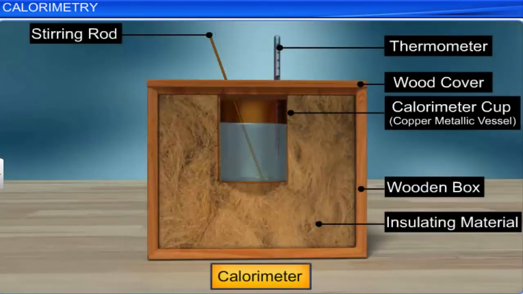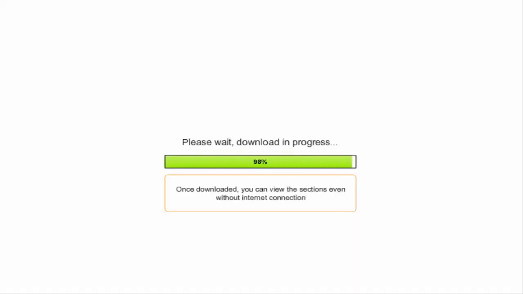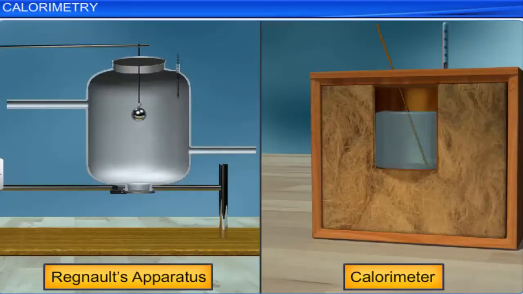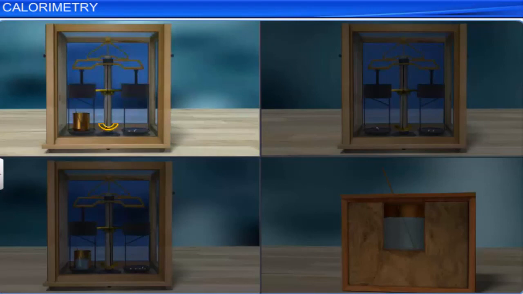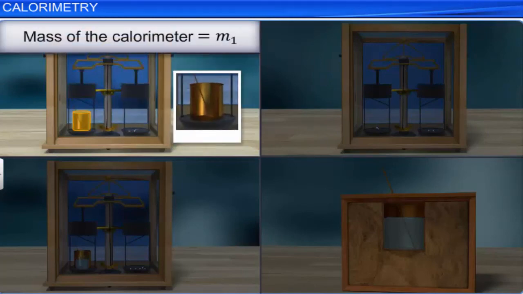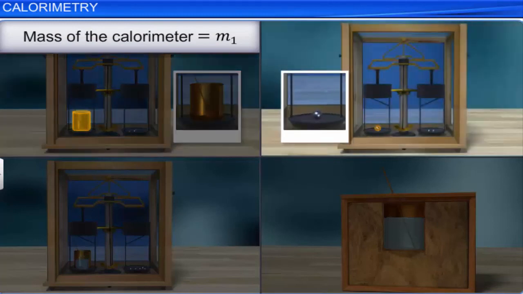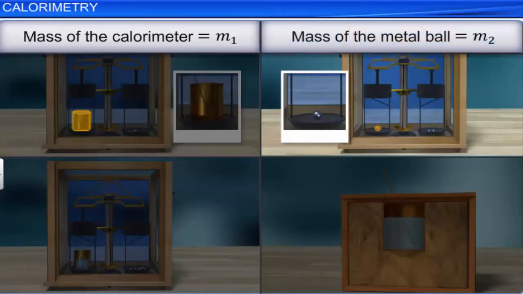Let us find the specific heat capacity of a solid using the principle of calorimetry. To do this, a Reynolds apparatus and a calorimeter are used. As we use water in the calorimeter, we need to take a solid that is denser than water and insoluble in water, say a metal ball. First, the calorimeter with stirrer is weighed using a physical balance. Let its mass be M1. We now weigh the material used in the activity, that is, the metal ball. Let its mass be M2.